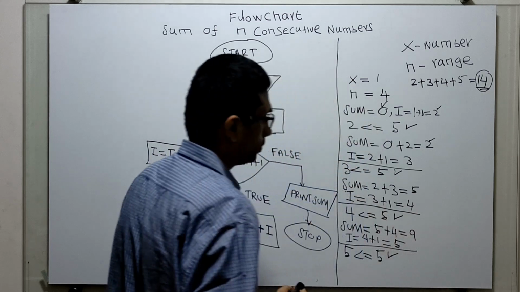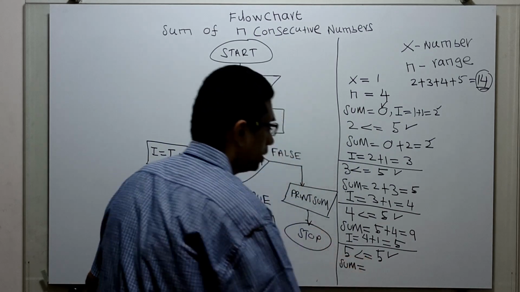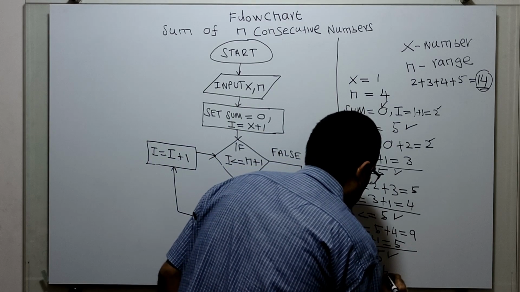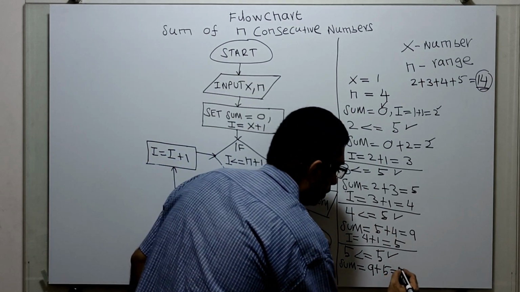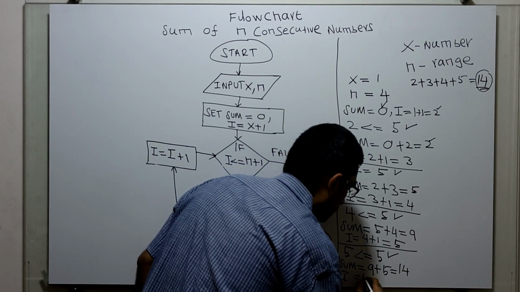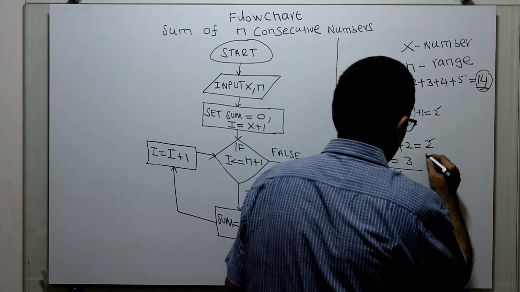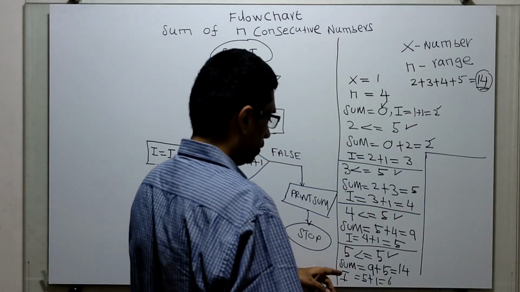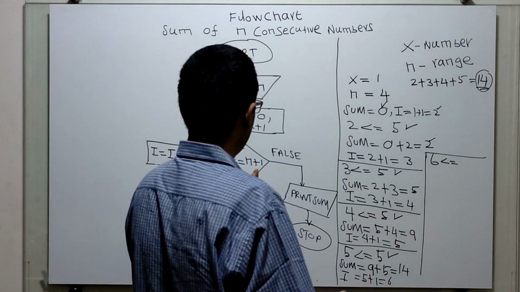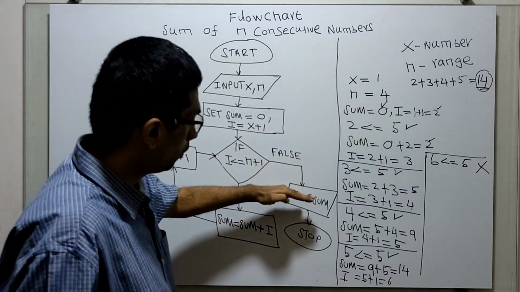The condition is true. So sum equal to existing value of sum, 9, plus value of I equal to 5. 9 plus 5 equal to 14. I am incrementing I by 1. I equal to I plus 1. Existing value of I is 5. 5 plus 1 is 6. My I is 6. So now I am checking the condition: 6 less than or equal to n plus 1, that is 5. Condition is false. The control will come out of the loop and print sum.